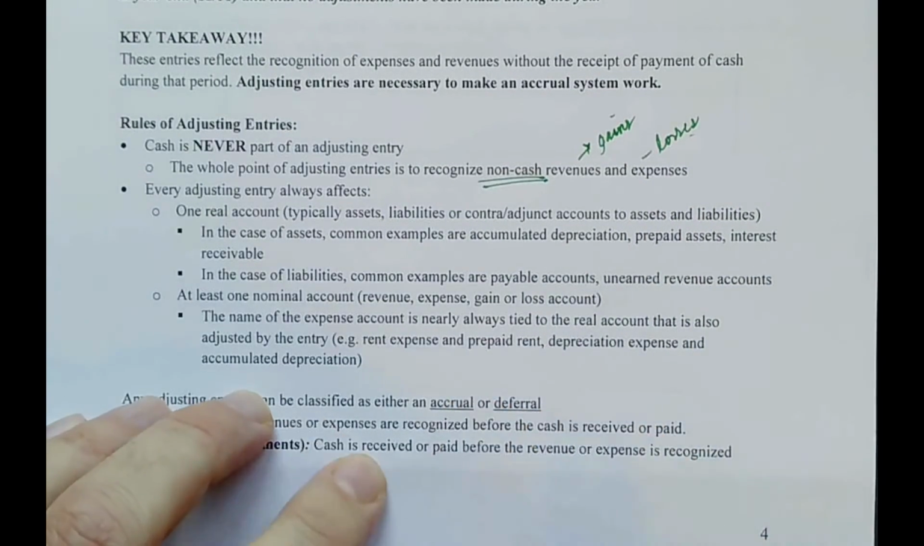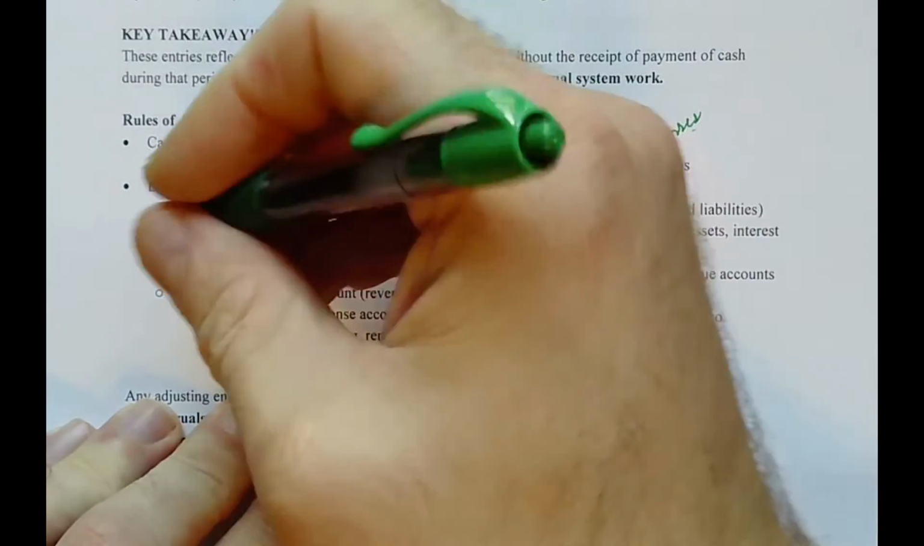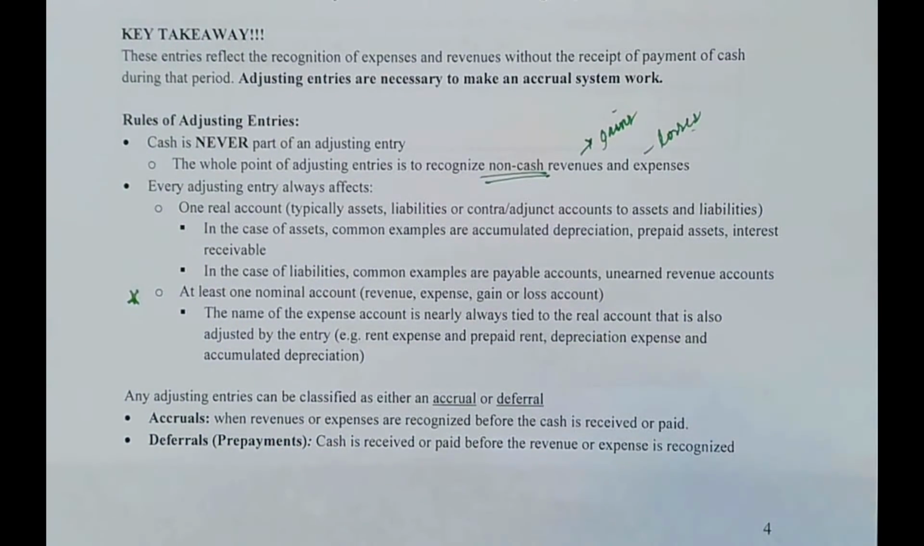The whole point of an adjusting entry is to recognize a revenue, expense, a gain, or a loss. Therefore, this is always going to happen. At least one of those items is going to be adjusted for. We'll come back to the bullet point in a moment.